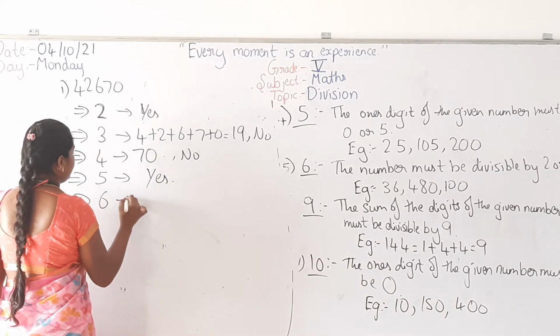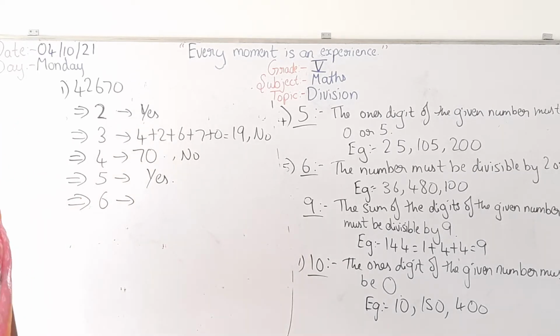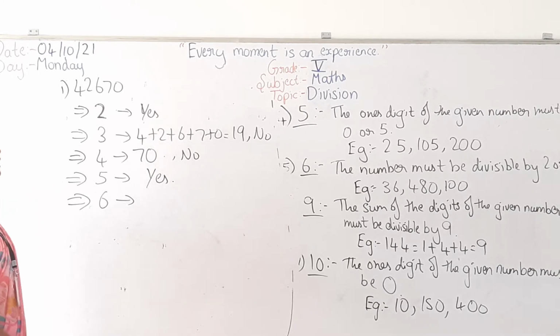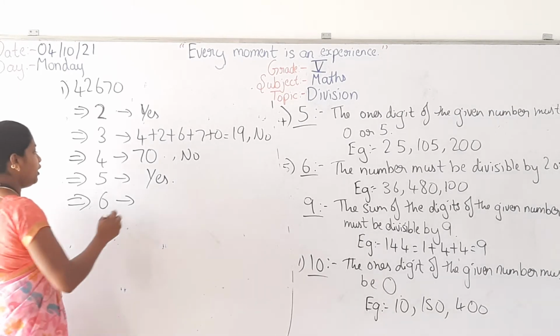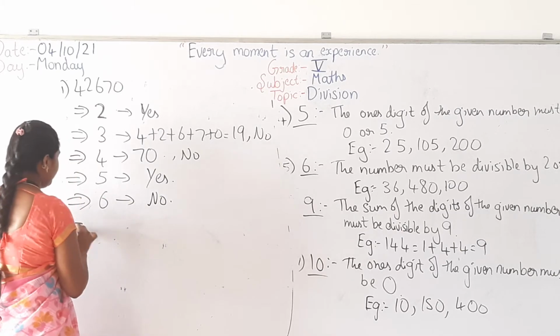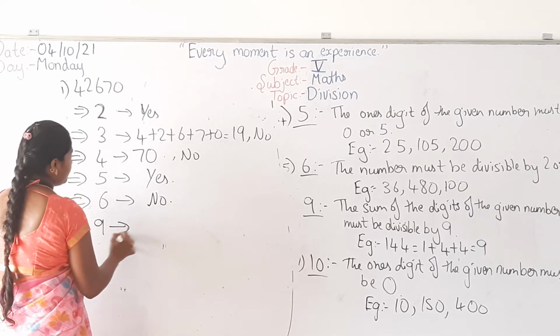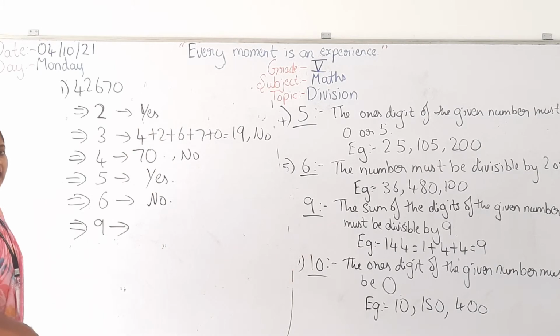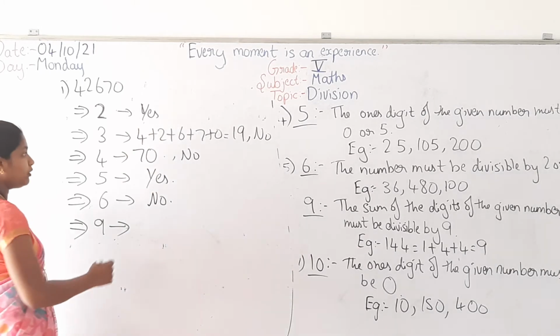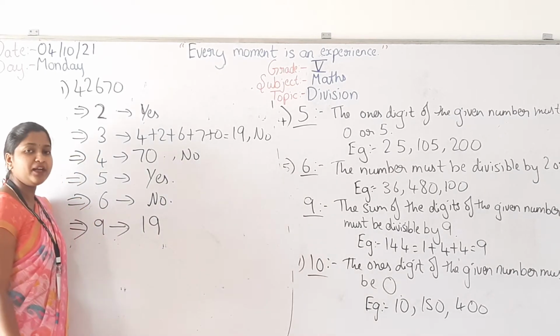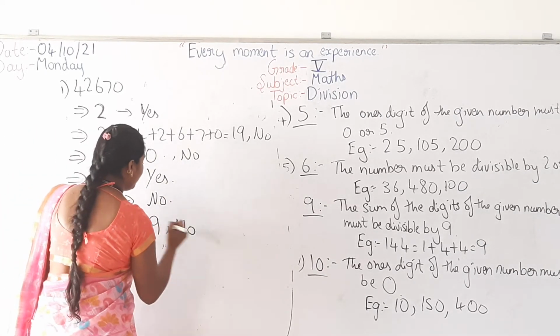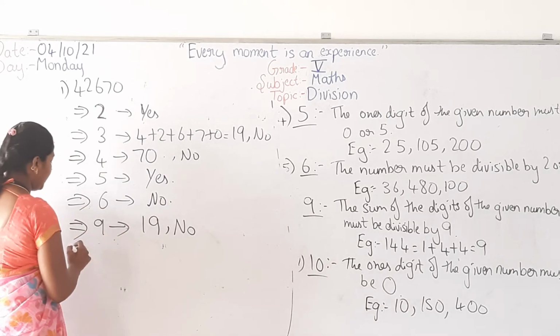Then 6. Can you divide the number by 6? What is the condition for 6? If the given number is divisible by 2 or 3, then it is divisible by 6. Here it is divisible by 2 but not by 3, so you can check and find. Okay. Then the next number is 9. For 9, you have to add and check whether the sum is divisible by 9. When you add, you will get 19. Is 19 divisible by 9? No, you cannot divide the given number by 9 also.